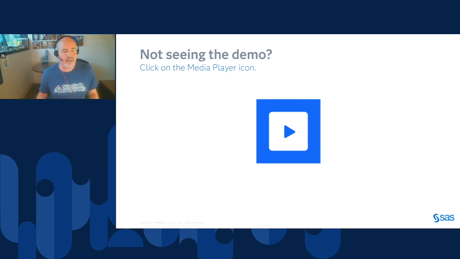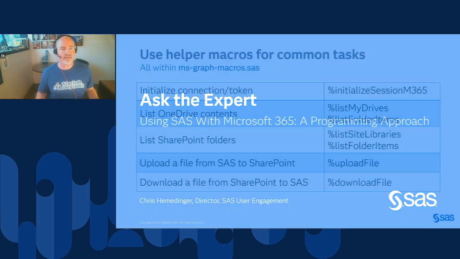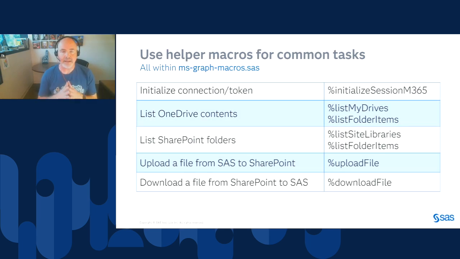Okay, going back to our slides here. Just to sum up, some of the things that are within this macro library that I just showed, you get some wrappers to help initialize your connection, your token, list things like in your OneDrive contents, list your SharePoint folders, upload files to SharePoint, download a file from SharePoint or OneDrive. So these are the helper methods that are all included in here.